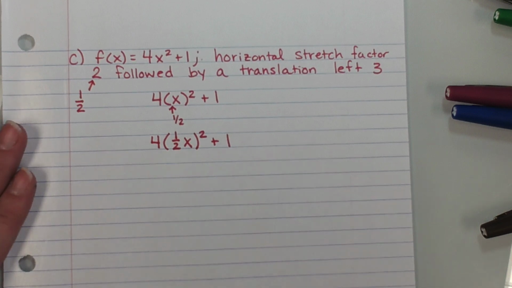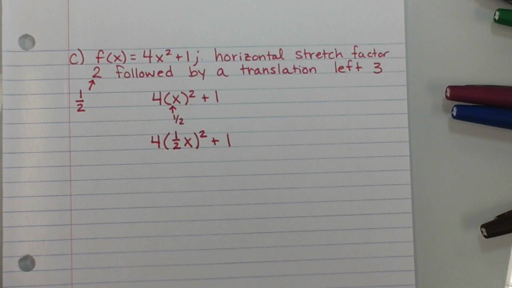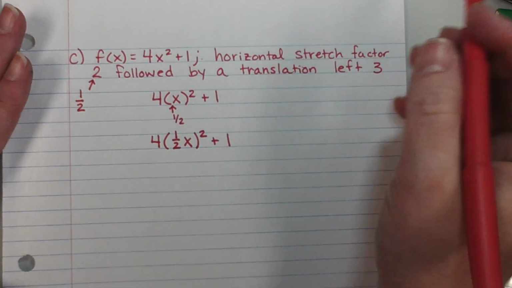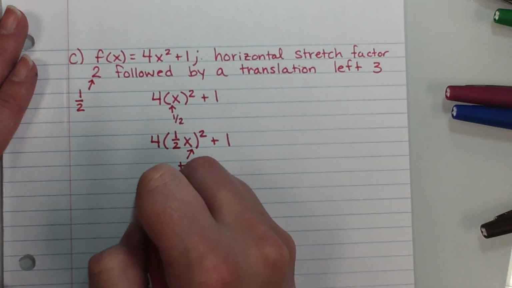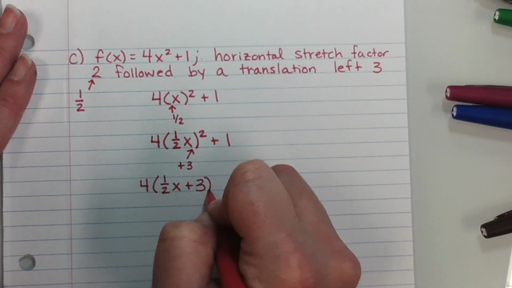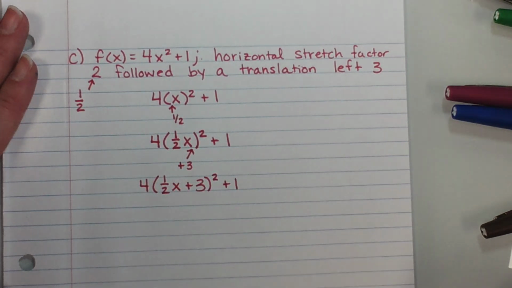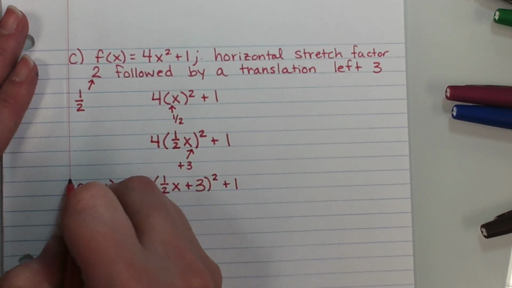Okay, I've done that. Now I need to translate left 3. A, H, K, or B? H, which means in or outside the parentheses? Inside. Adding or subtracting for left? Adding. Inside, I need to add 3. 4, parenthesis, 1/2 x plus 3, close that square, plus 1. Nothing will combine, nothing will simplify, that is my function.